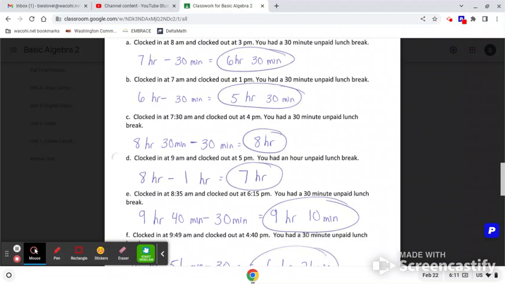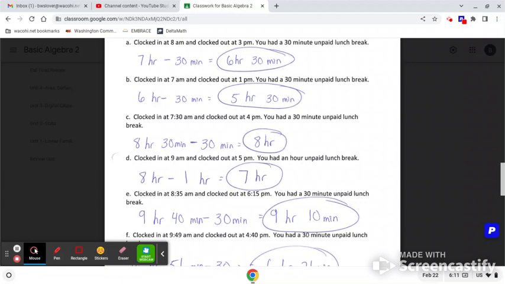Well, if we keep reading, it says we had a 30-minute unpaid lunch break. That means we don't get paid for that 30 minutes. We were at work, but we don't get paid for it. So we're going to subtract that 30 minutes from how many hours we were at work. So 7 hours minus 30 minutes is 6 hours and 30 minutes.